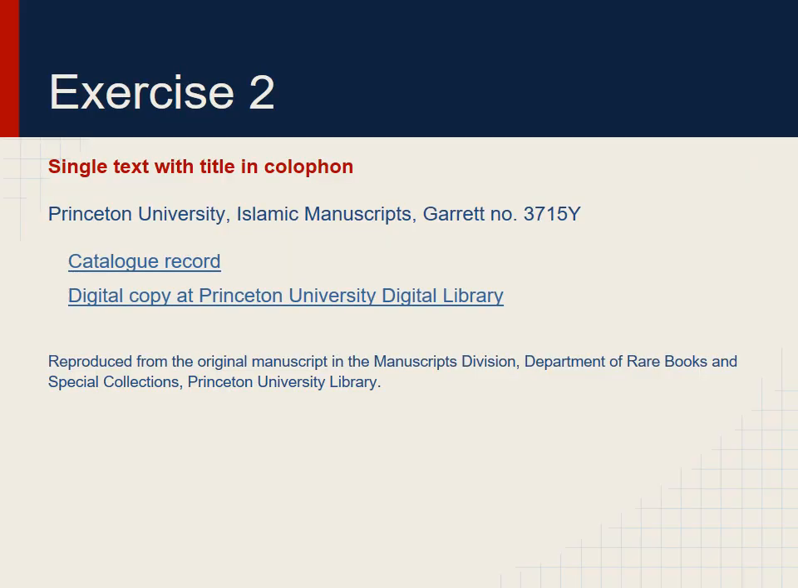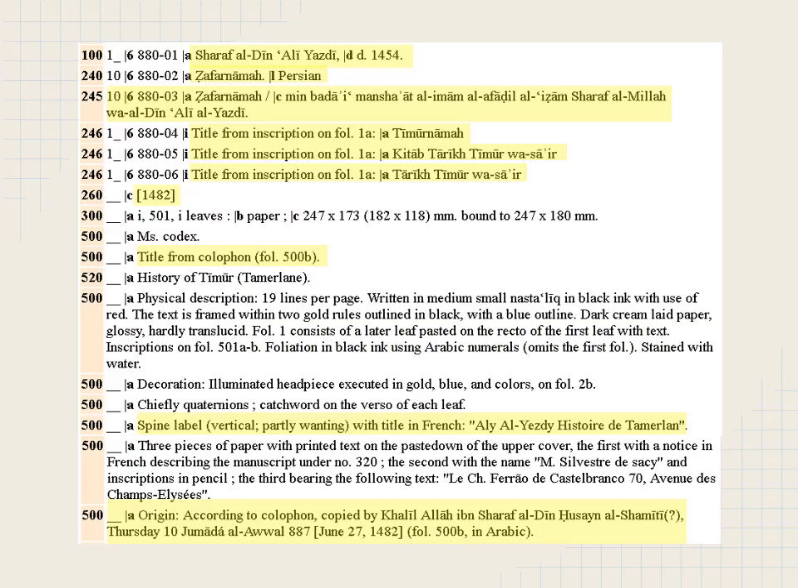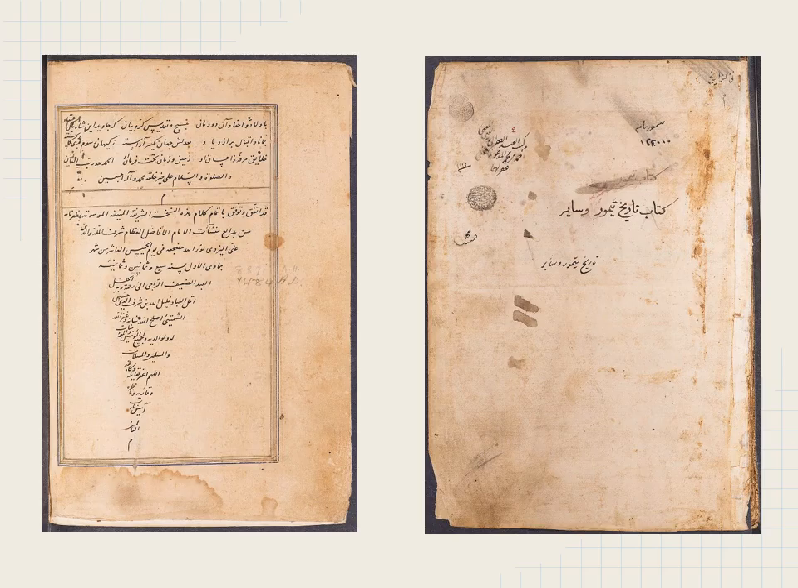Our next example is a manuscript from Princeton University with its title present in the colophon, a history of Tamerlane called Zafarnameh. On the bibliographic record, the title, author, and production information has been highlighted. These are images of Folio 1A and the colophon.